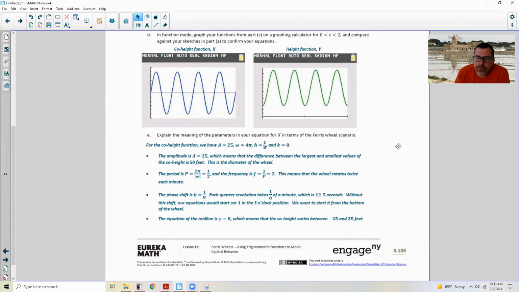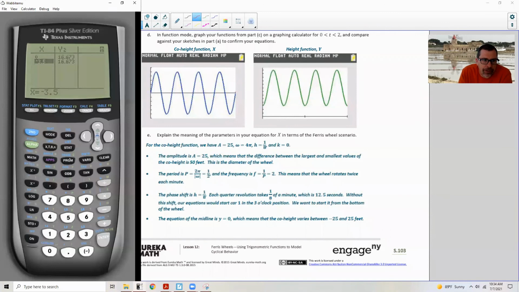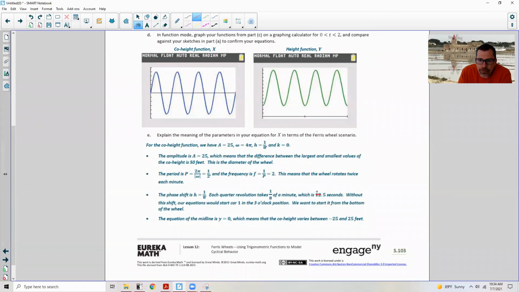No, it's not. That's a misprint. 12.5 times 8 is not 60. Okay, so if I go back to my calculator, 60 divided by 8 is 7.5. So 1/8 of a minute is 7.5 seconds.